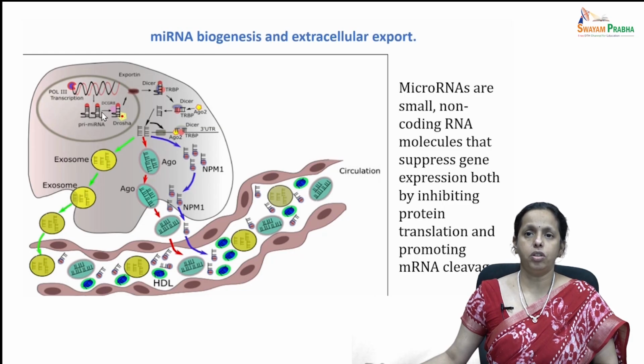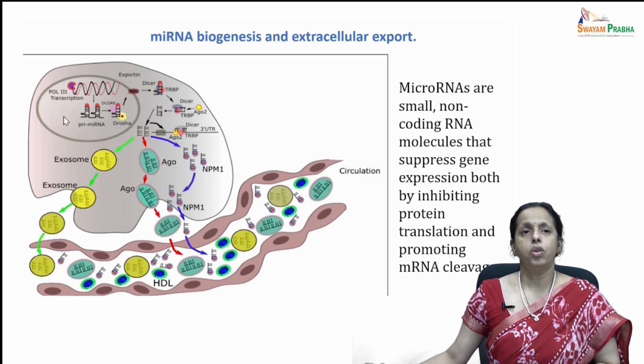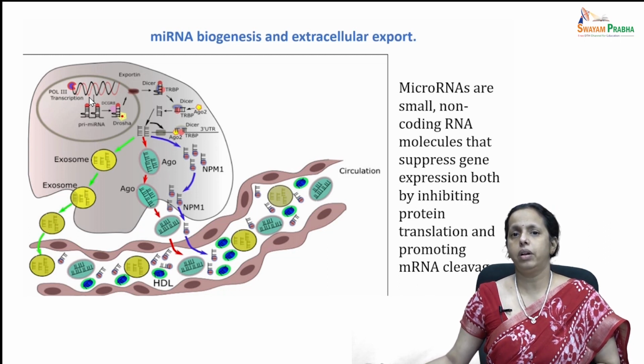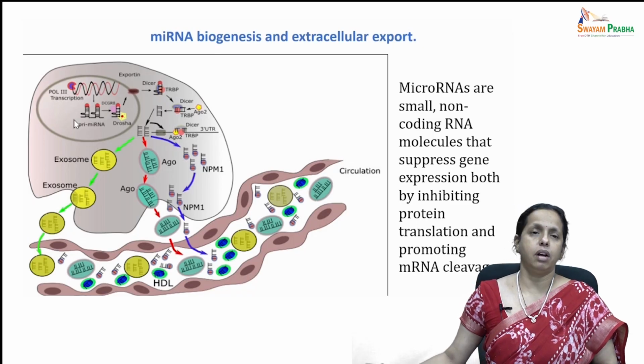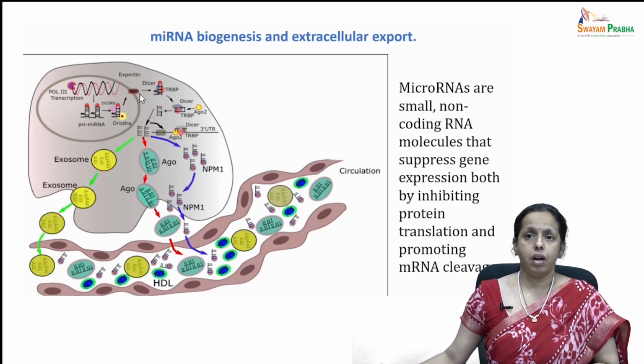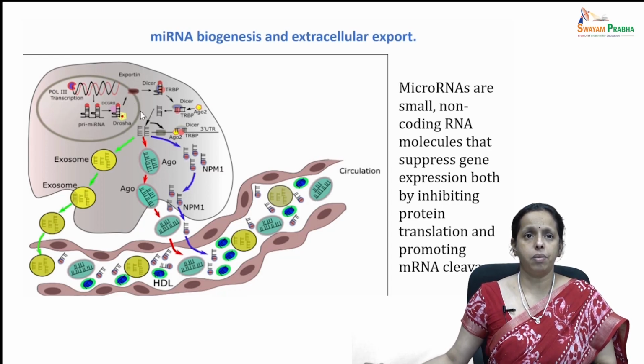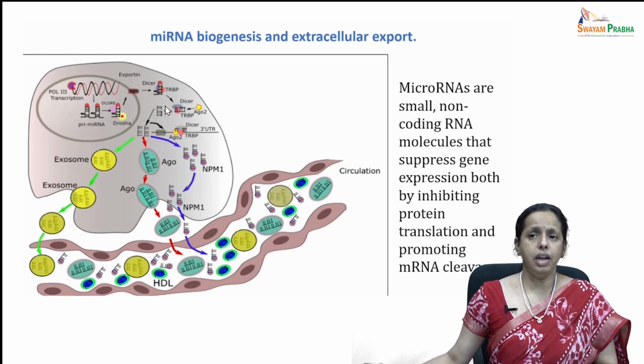miRNA is processed by DROSHA, that is your RNase III, and its cofactor DGCR8 into 70 to 100 nucleotide pre-miRNAs, which are transported to the cytoplasm by exportin 5 through the nuclear pores. Afterwards, Dicer, another RNase, cuts the pre-miRNA into a double-stranded RNA in the cytoplasm, and then embraces the miRNA strand and its complementary sequence. Helicase, here.